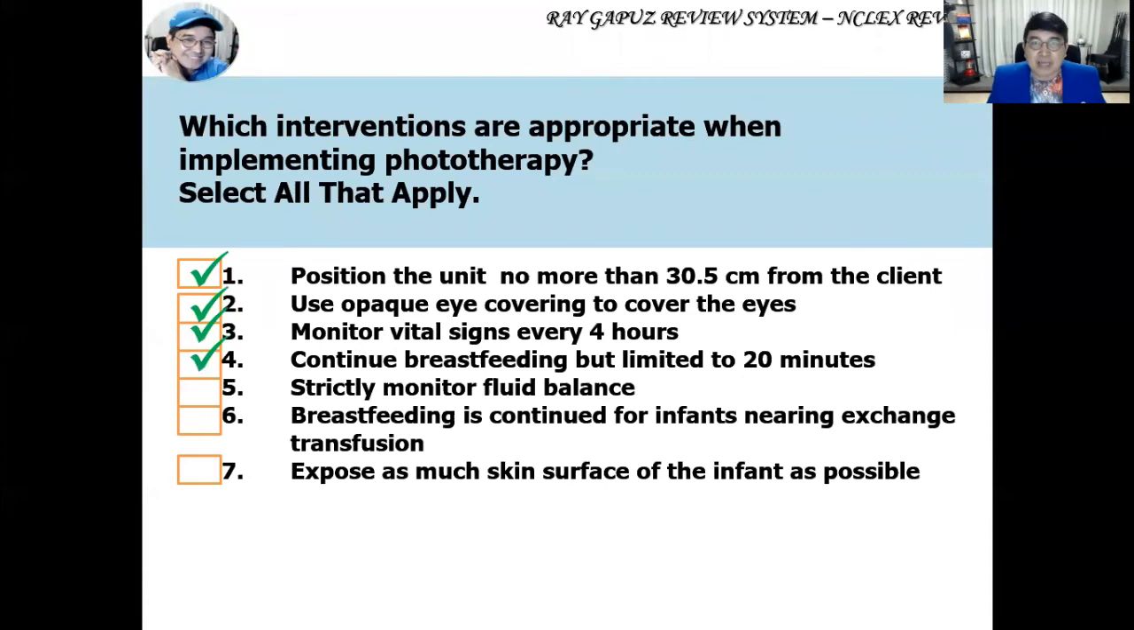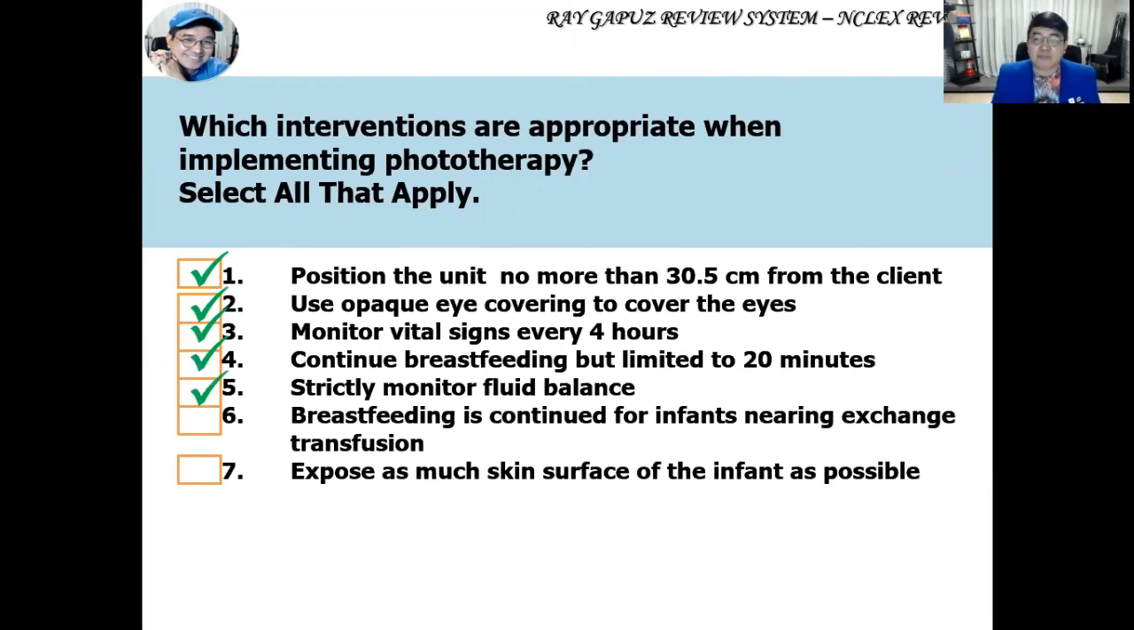Strictly monitor fluid balance. Yes, as this treatment could potentially cause insensible water losses and fluid losses on the baby. So it's very important that we check fluid balance by monitoring the baby's urine output as well as the intake. So we put a check.